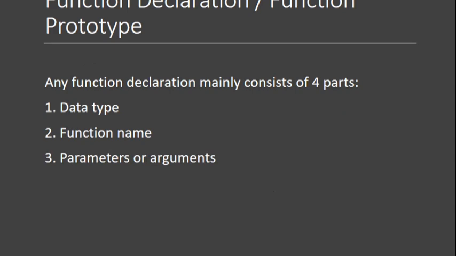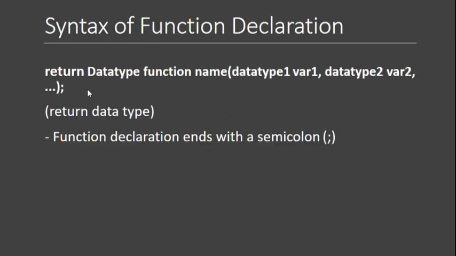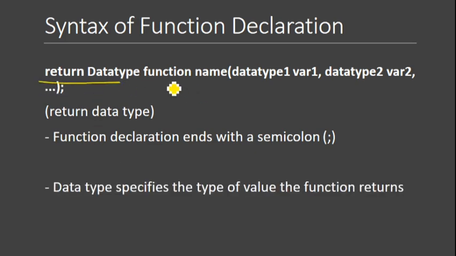Mainly I'm talking about first function declaration, then function definition, then function call. Here, first, function declaration. A function declaration mainly consists of four parts: data type, function name, parameters or arguments, and a terminating semicolon. Any function declaration is terminated by a semicolon. First, the syntax of function declaration: return data type, and function name, with an underscore if needed, then the parameter data types.